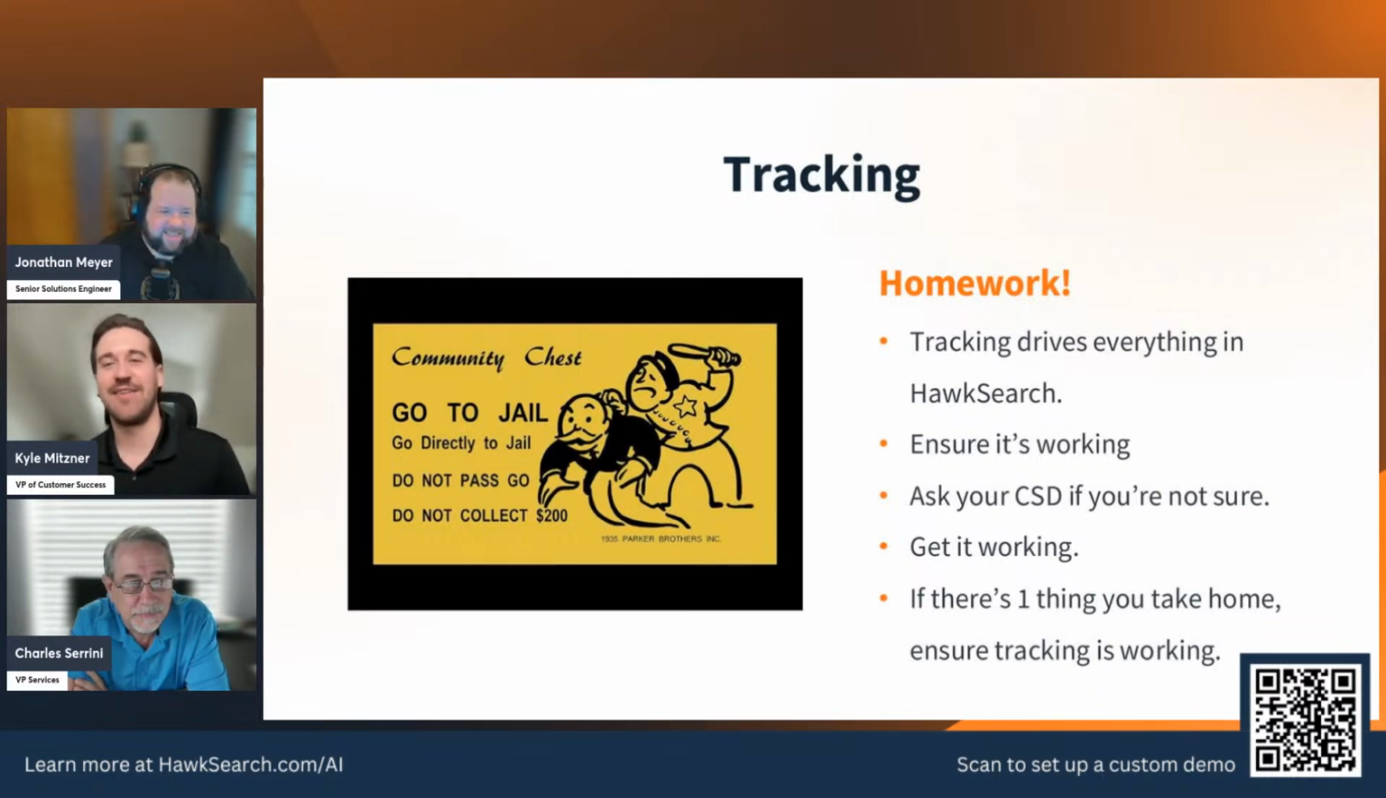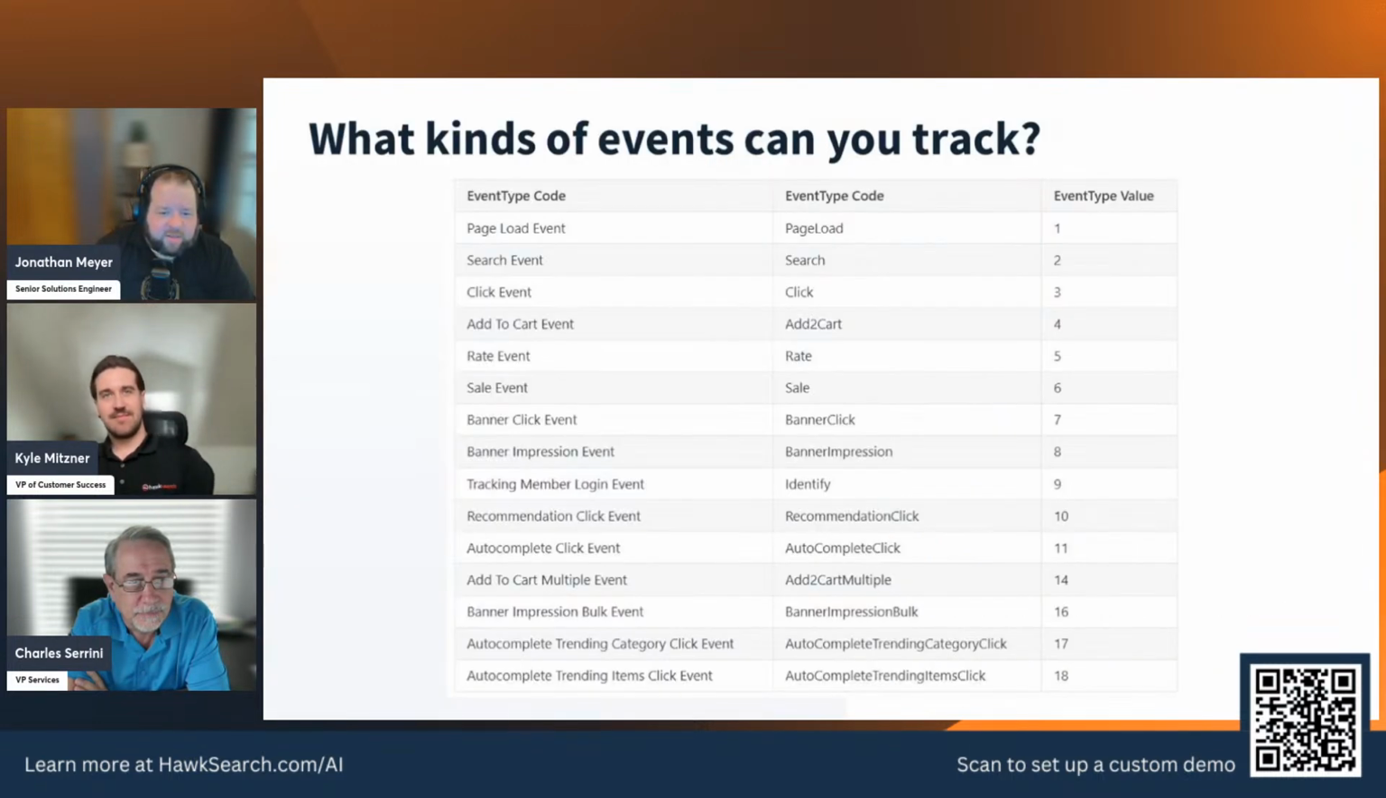Jonathan, I think a little later you'll show us how to make sure it's working, or at least to check on it really quickly. Correct. There's a number of things that we can track, which is why it's so important. A lot of the functionality that underpins how HawkSearch works, some of the automation that we can drive, recommendations, even some of the features that we're going to discuss in this presentation all rely on that tracking to work. So you have this great chart here that breaks down the different types of events. Anything that we should take away from this slide in particular?